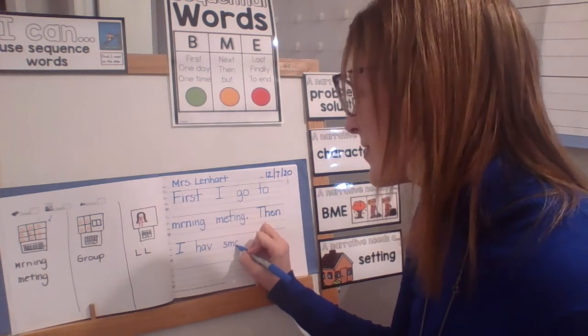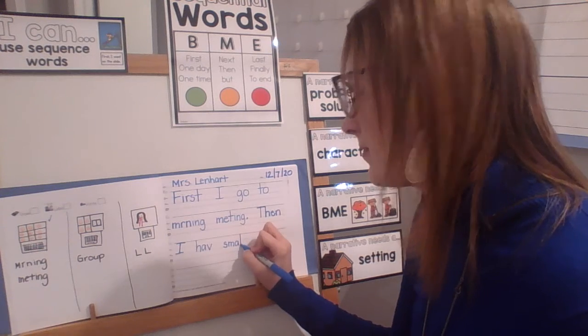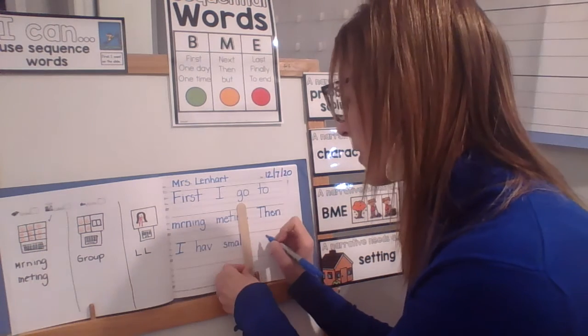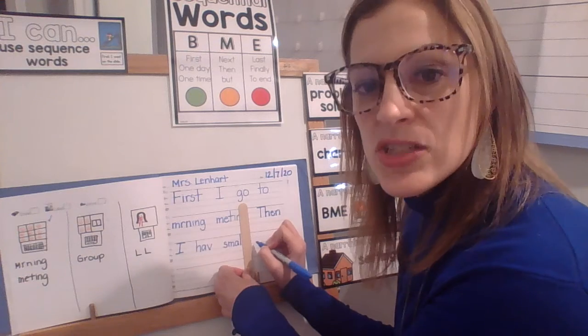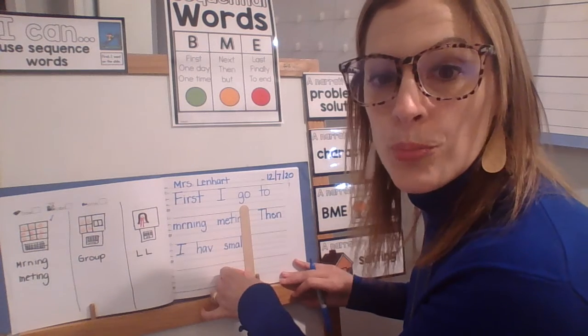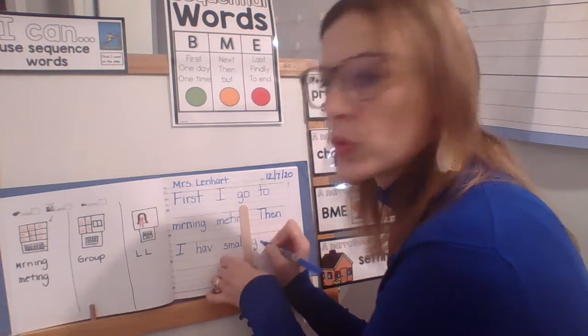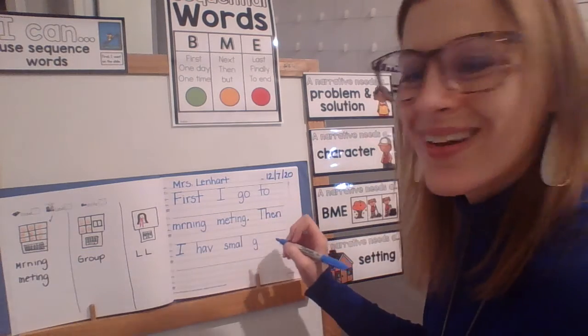Oh, there's an A in there, and then an O at the end. Small. Very good. And then we're going to do a space. We're going to stretch the sounds in group. G, G, G. G, good. R, R.